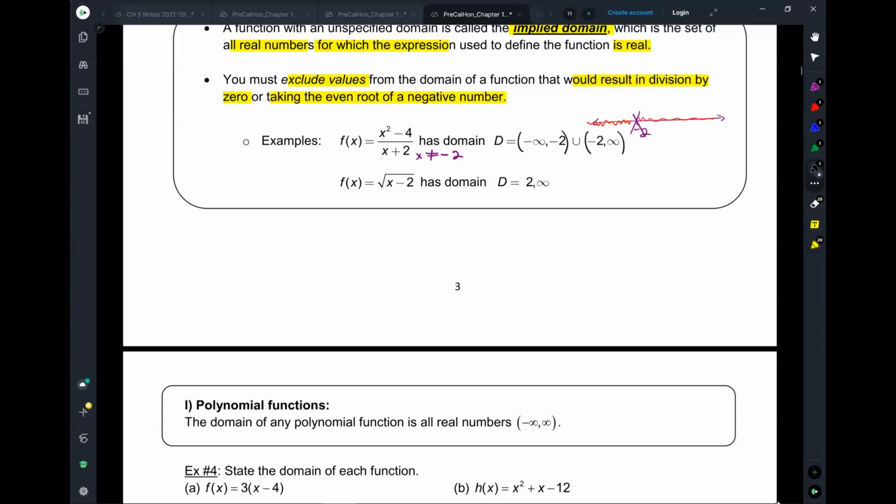Here, we want the radicand, the stuff inside the radical, to be positive. So I want x minus 2 to be greater than or equal to 0, which means x has to be greater than or equal to 2. So the domain is all the numbers starting at 2 and going to infinity. Okay, so we're going to do lots of examples on this.